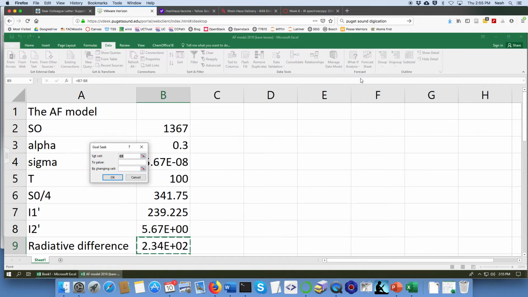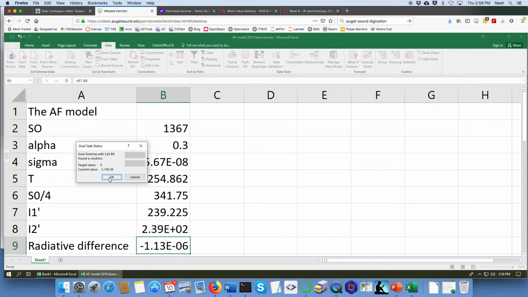The whole deal is I want to set cell B9, that's this one right here, to a value of 0 by changing the temperature, which I can see is in cell B5. And that all looks good, so I'm going to say OK.